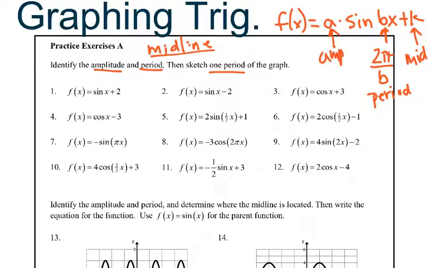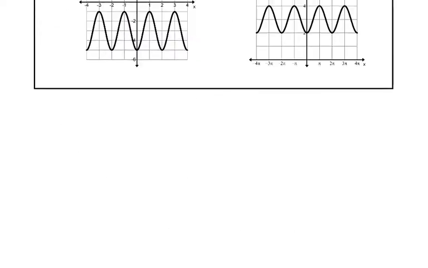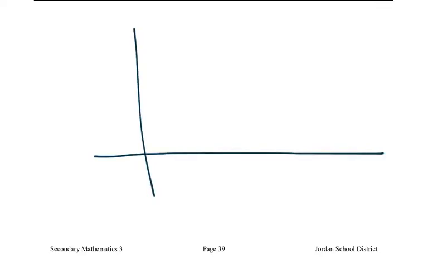Okay? So, looking at question 1. There's a 1 in front of sine, so our amplitude would be 1. There's no number for B, so our period, well, technically it's a 1, so our period would be 2 pi, because 2 pi over 1 is just 2 pi. And then our midline would be 2, because it's positive 2. Okay, well, how would we graph that? So let me go over here and just sketch out a rough graph, okay?